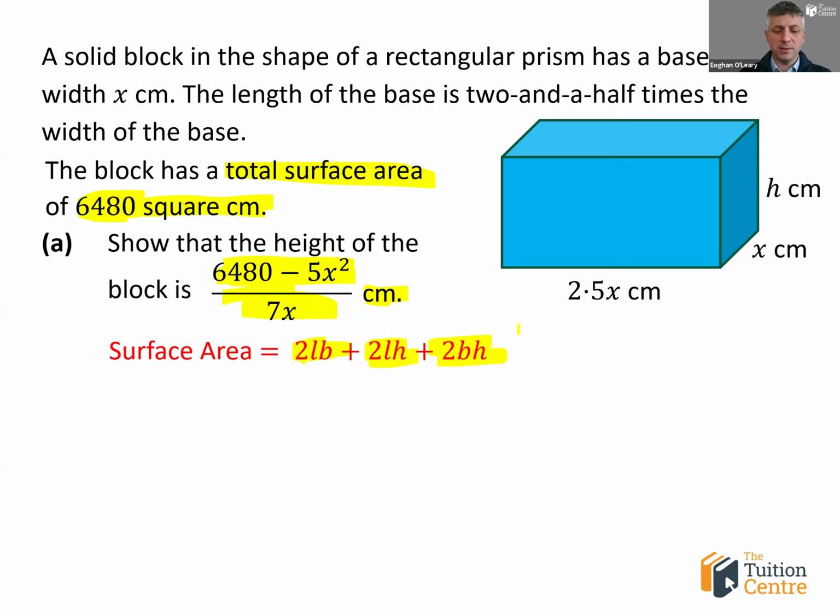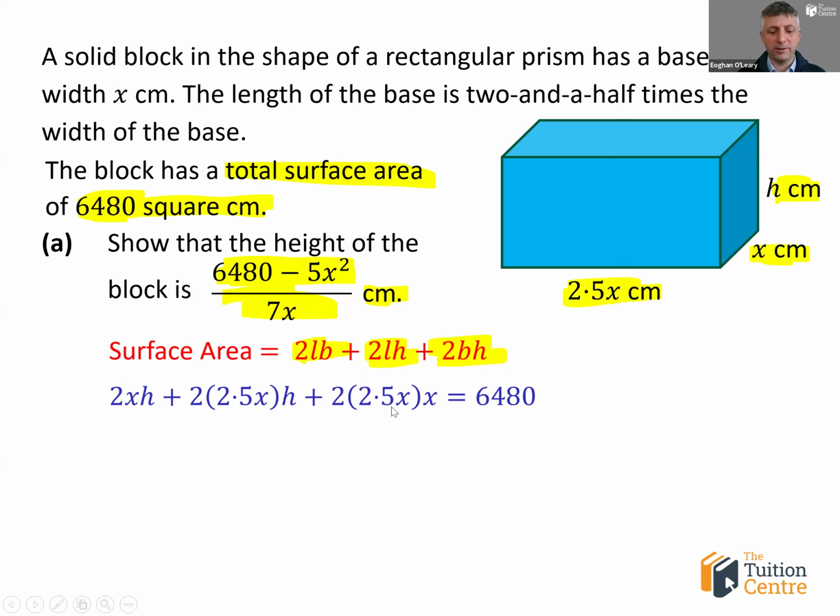So in our case, depending on which way you want to call it, we can say that the length is whichever one you want. Say this one's the length, this one's the width, and this one's the height. No matter which way you do it, you're going to have 2 times x times h, plus 2 times 2.5 times h, plus 2 times 2.5x times x, and that's going to be equal to 6,480.